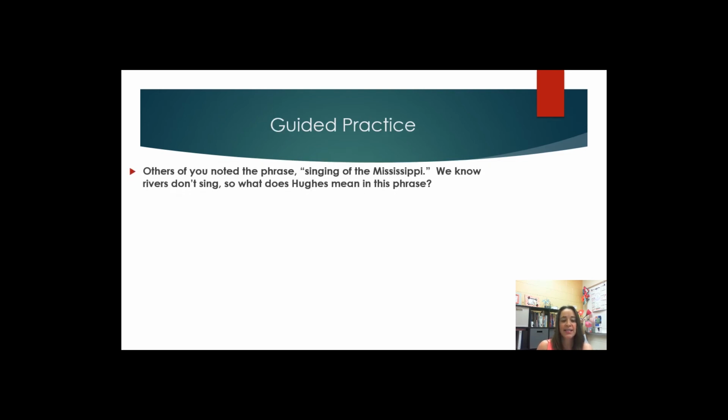Others of you noted the phrase, singing of the Mississippi. We know rivers don't sing. So what does Hughes mean in this phrase?